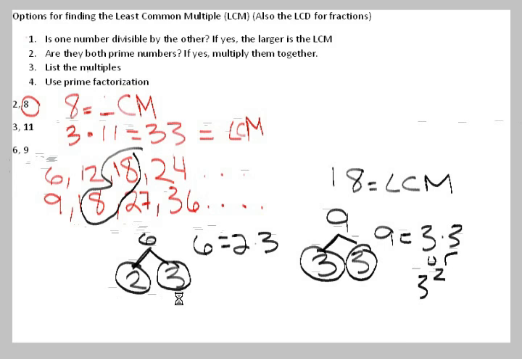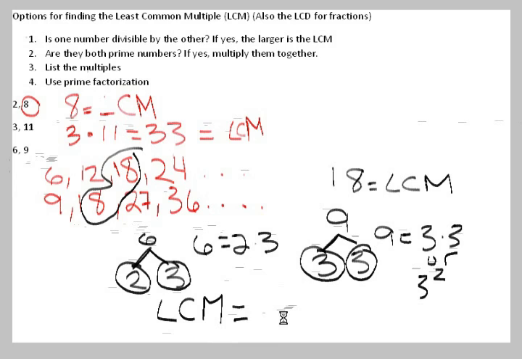Our very last step is to build the least common multiple. We have to include all the different prime factors that we've found. We've found 2's and 3's. So we know our least common multiple has to include 2's and 3's. And then we have to decide how many of each one to include. We're going to choose the largest amount from any one factorization.